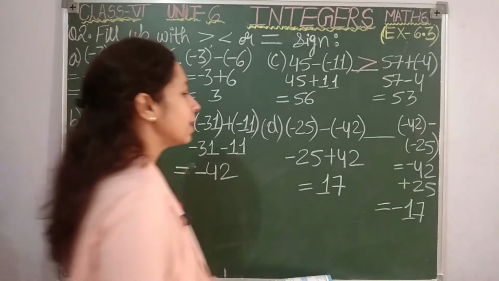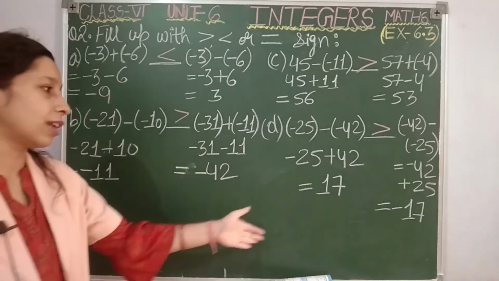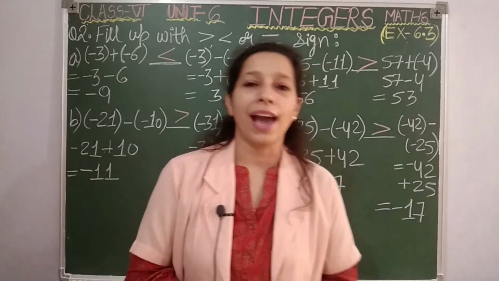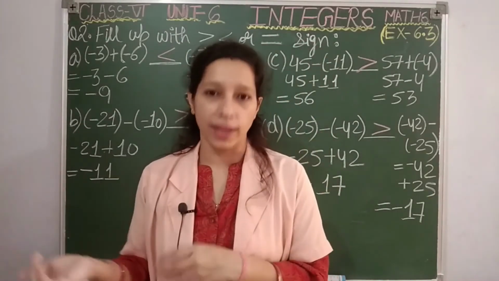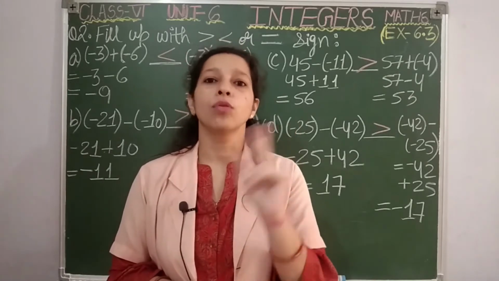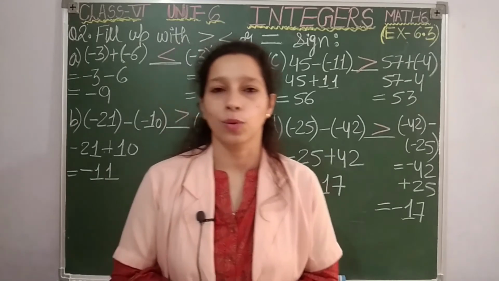Now 17 is greater than minus 17, isn't it? A positive integer is always greater than a negative integer. So students, in this manner we have put the sign after solving the integers. After finding their values, when we got the final integer, then only we can decide which one is greater and which one is smaller. Note it down. We will see the next question.